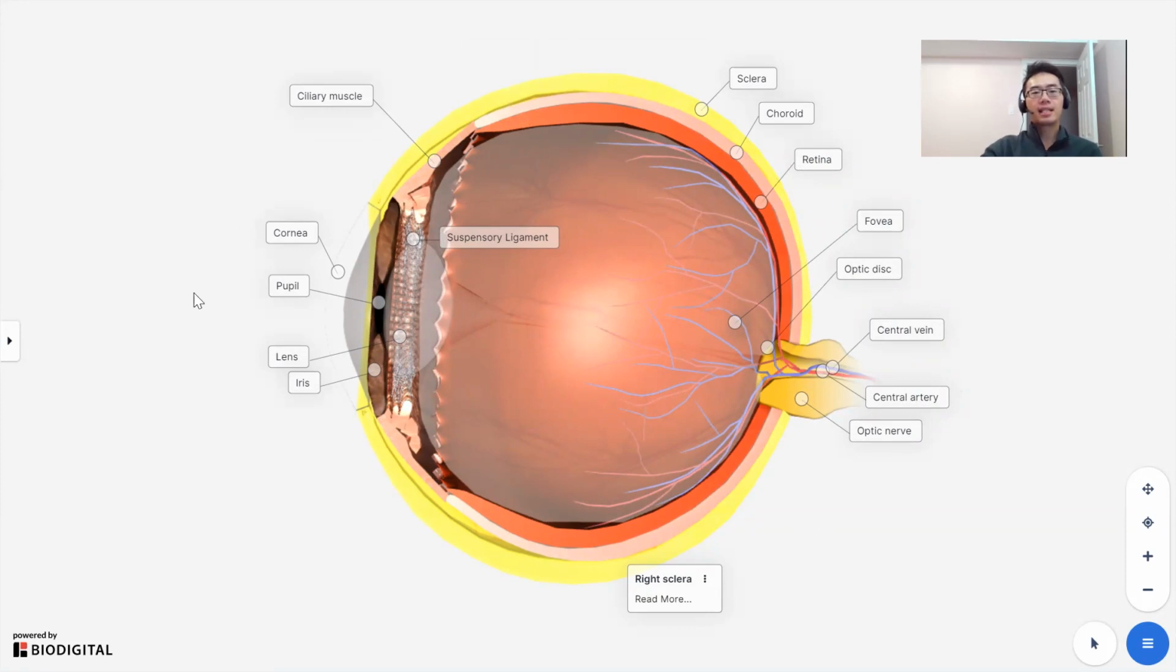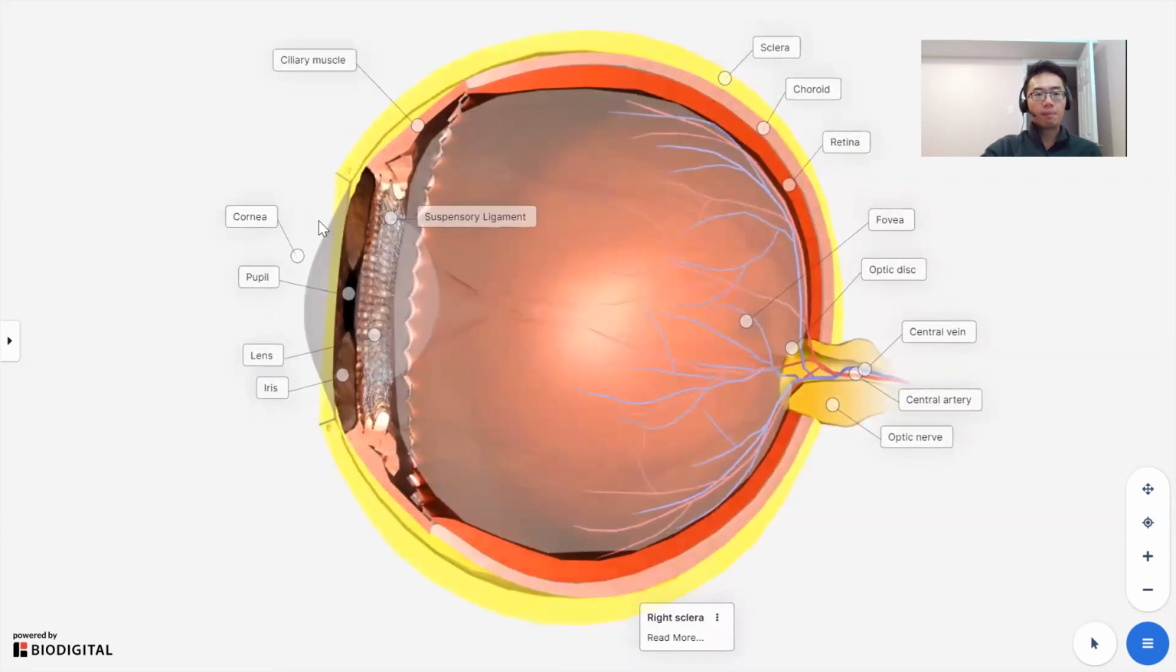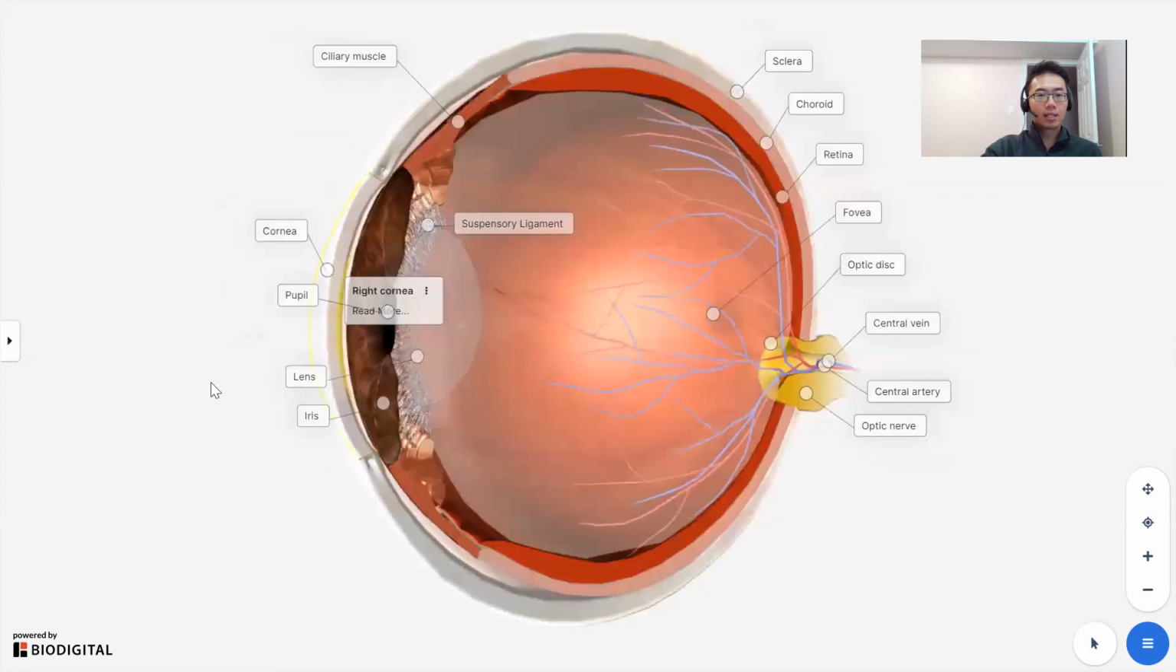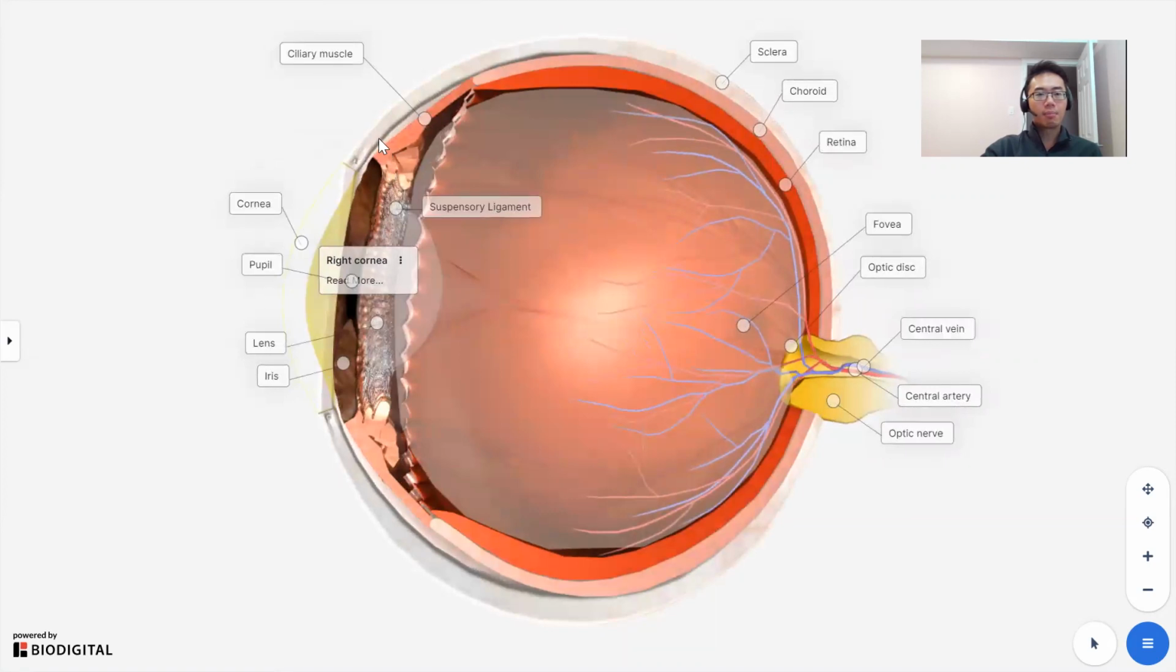So that is the sclera. Now the sclera is going to become the cornea at the front. Okay, I'm not sure why I cannot... Oh, there it is. You cannot really see it being highlighted. Okay, but the cornea is convex. That means it bulges out.